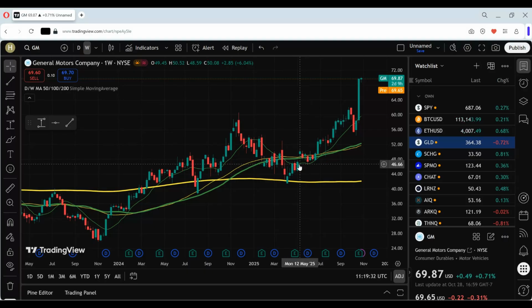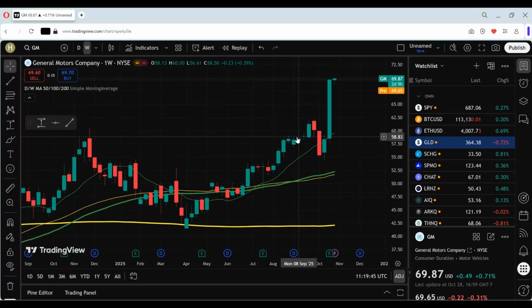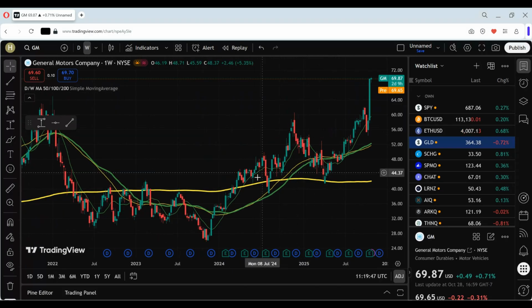There are three ways to change the number of weeks or how long a period you look at on the chart. The first one is to scroll with your mouse wheel. You can scroll in, or you can scroll out. You have dates on the bottom: 2022, 2023, 2024, in months.